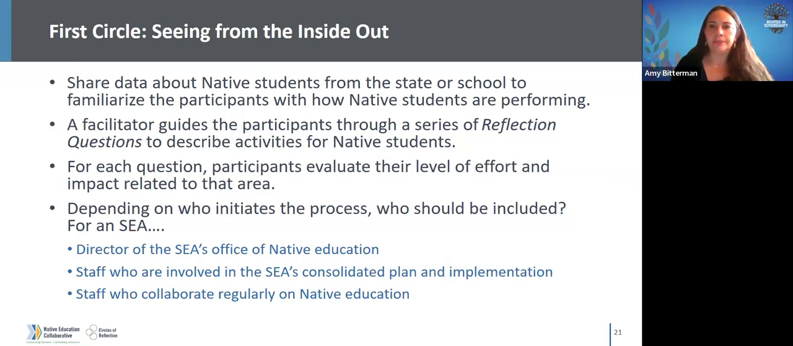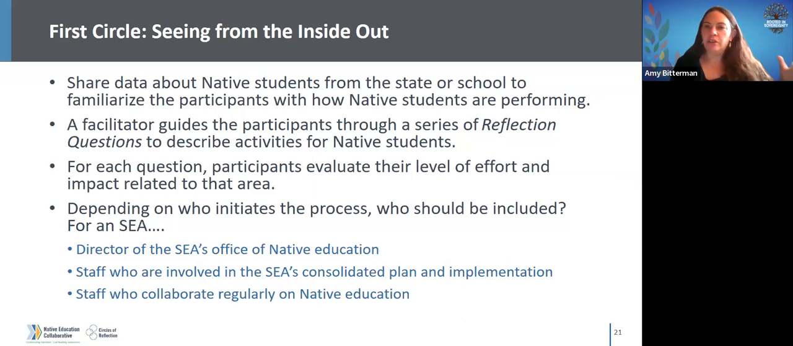And then in that first circle, there's several pieces to it. One of those that we have found to be really impactful is sharing some data about Native students in the state. In the example of the state education agency, there were people in some of these states that really weren't that familiar with data on Native students and what their test scores look like and attendance and special education rates and those types of things. So it really helped provide some of that context to everyone.